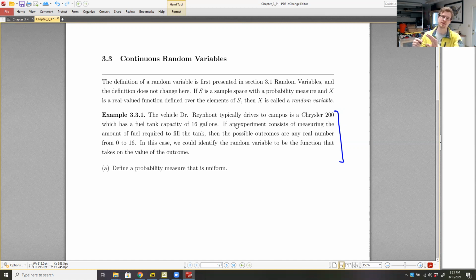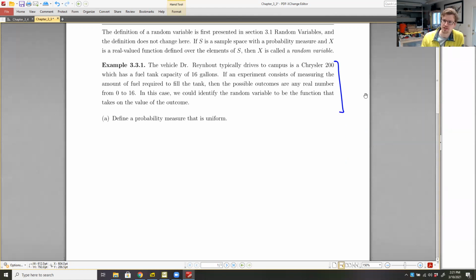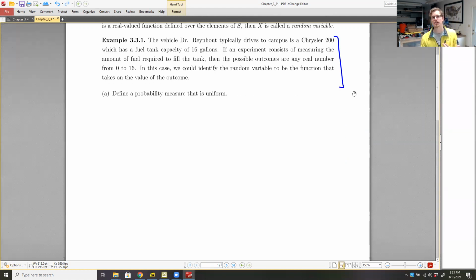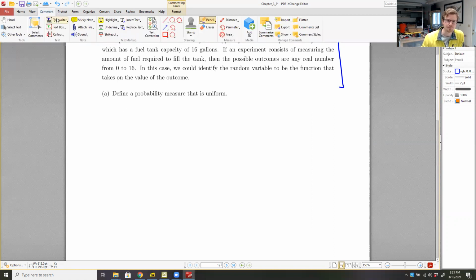So we're not actually defining the random variable by any means. That has already been identified. The random variable is just taking on the value of the amount of gas that we put into the car. What we need to make sure that works here is the probability measure. So we need to find something that's going to satisfy the three postulates of probability. So let's take a look at how we can do that.